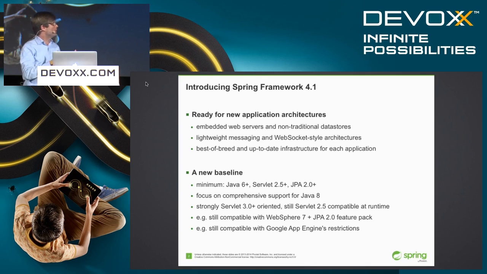However, this still goes back quite a bit. In concrete terms, Spring Framework 4.1.2, released just a couple of days ago, is still compatible with WebSphere 7 as long as you installed IBM's JPA 2.0 feature pack. That's a late 2014 version of the framework, working on a 2008 generation application server with the most modern features that you could expect. Of course, we are running into limitations of what we can do there, but as much as we can do, we are doing on Java 6 and WebSphere 7, for example.